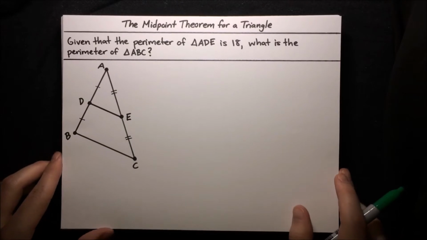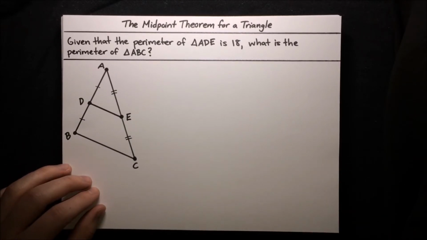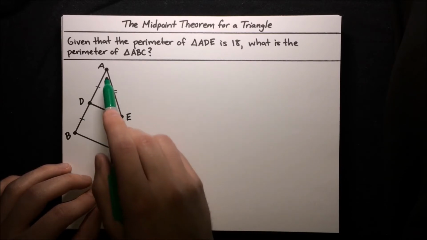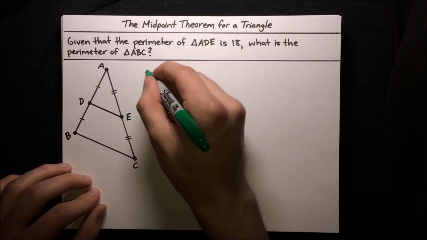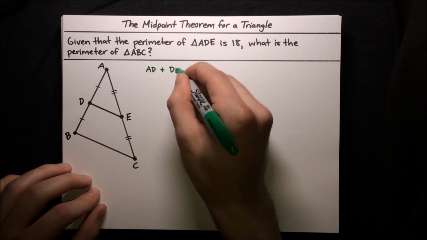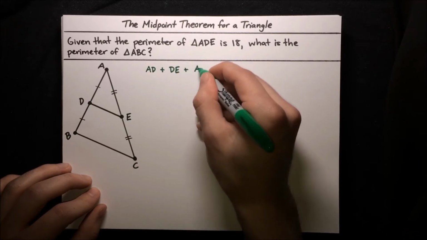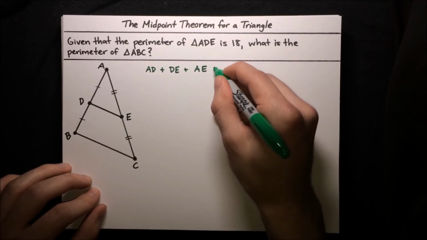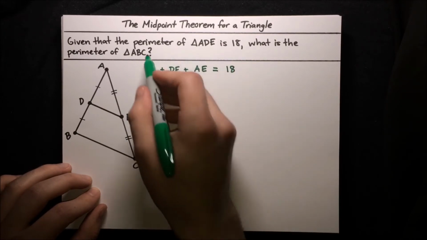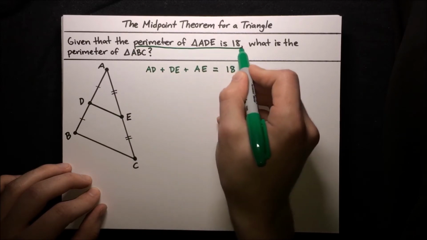Alright, next question. We're given that the perimeter of triangle ADE is 18, and we want to know what is the perimeter of triangle ABC. So why don't we state this in terms of the sides of the triangle. The perimeter of triangle ADE is 18, and triangle ADE is right here. That's composed of sides AD, and then DE, and also AE. So AD plus DE plus AE, those side lengths have to sum to 18. So that's the part of the question that says the perimeter of triangle ADE is 18.